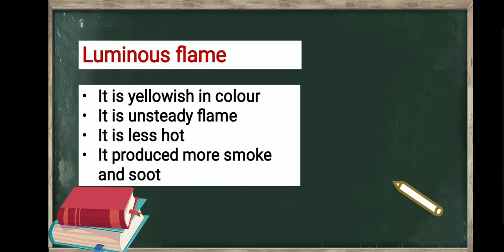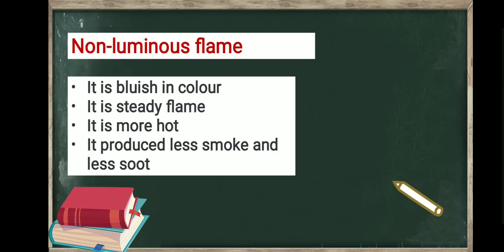If you people notice, whenever we are burning wood, the flame at that time is yellow, has an irregular shape, is less hot, and produces more smoke as compared to the flame that we have at home. At home we have a non-luminous flame. It is bluish in color, steady, regular in shape, more hot, and produces less smoke and less soot.